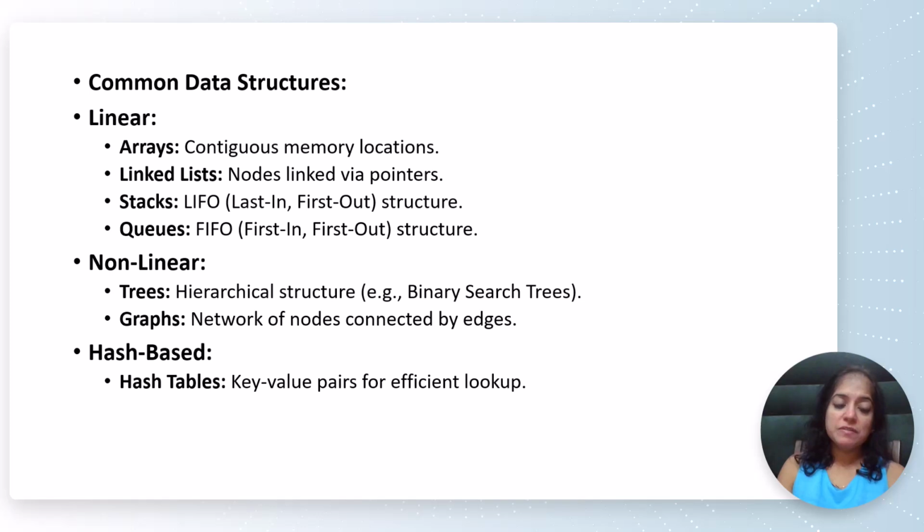The other data structure which we have is the hash based. These store information in the form of key value pairs, like one key and the value associated with that key. It makes your searching operation fast enough, because if you have the key, you can directly find its value.